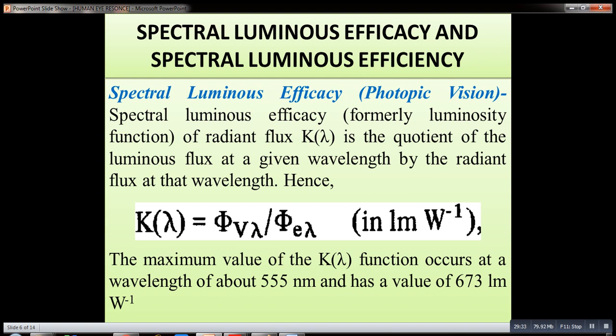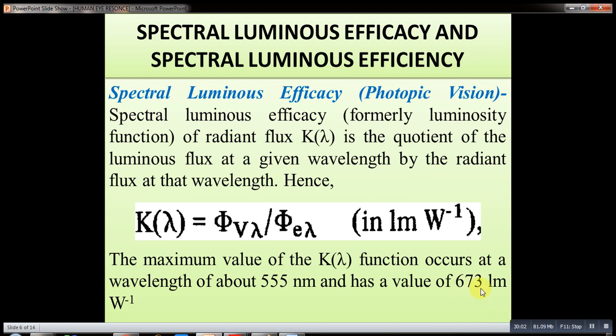lumen, if the source of light is monochromatic and emits a monochromatic wavelength of 555 nanometers. The maximum value of human efficacy is 673 lumen per watt.